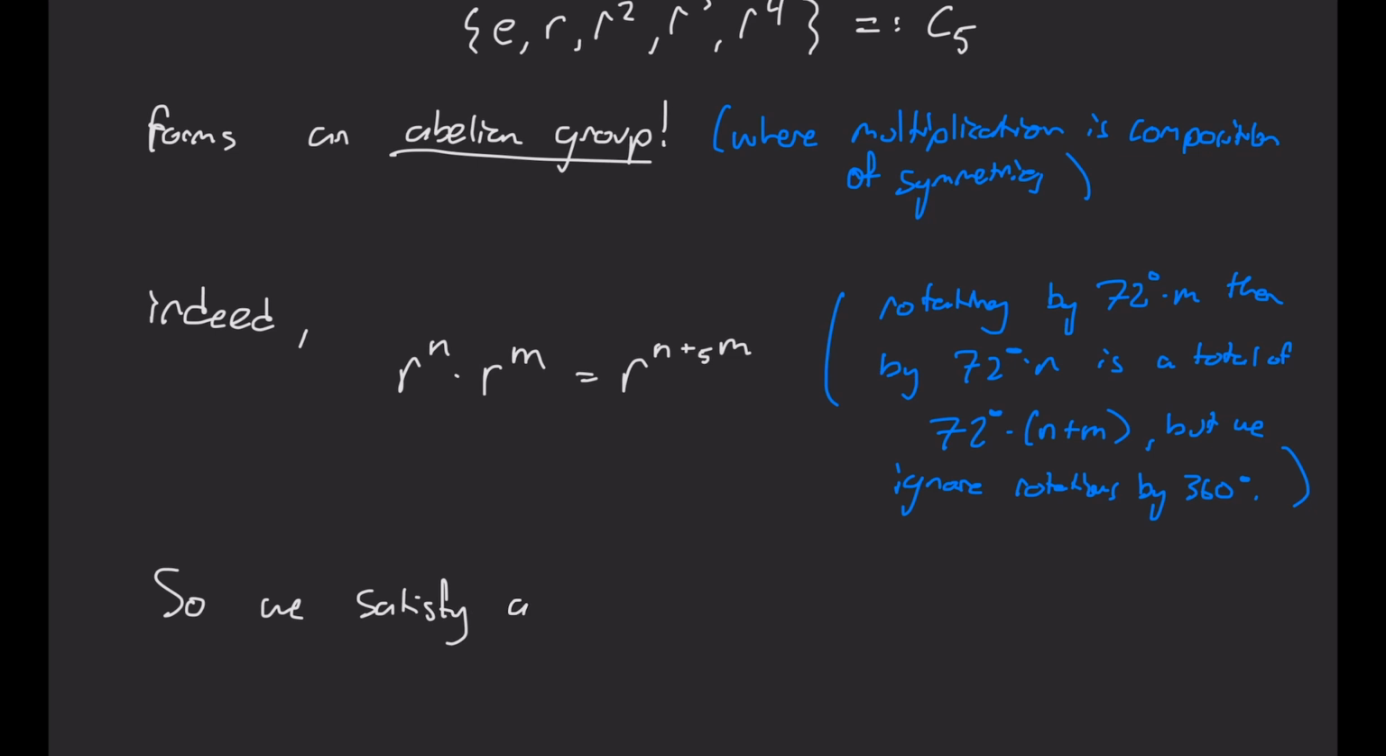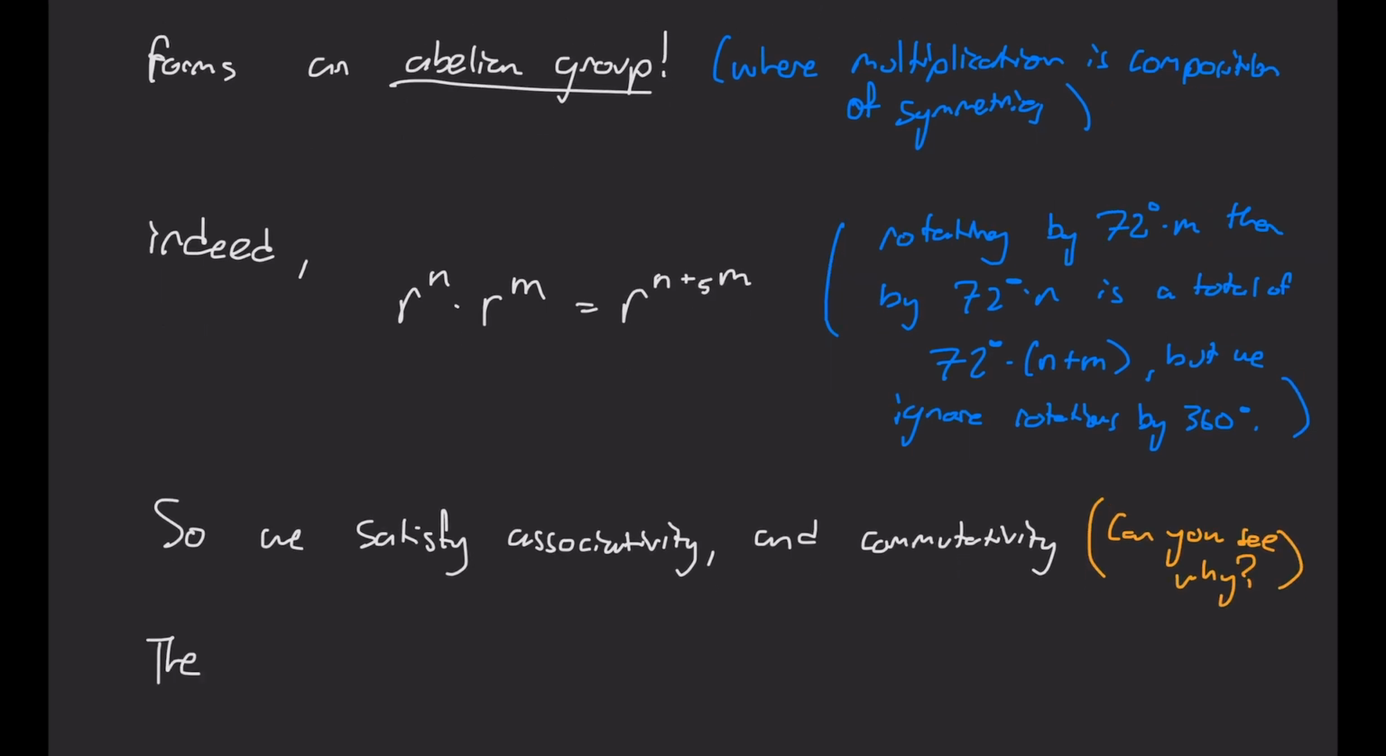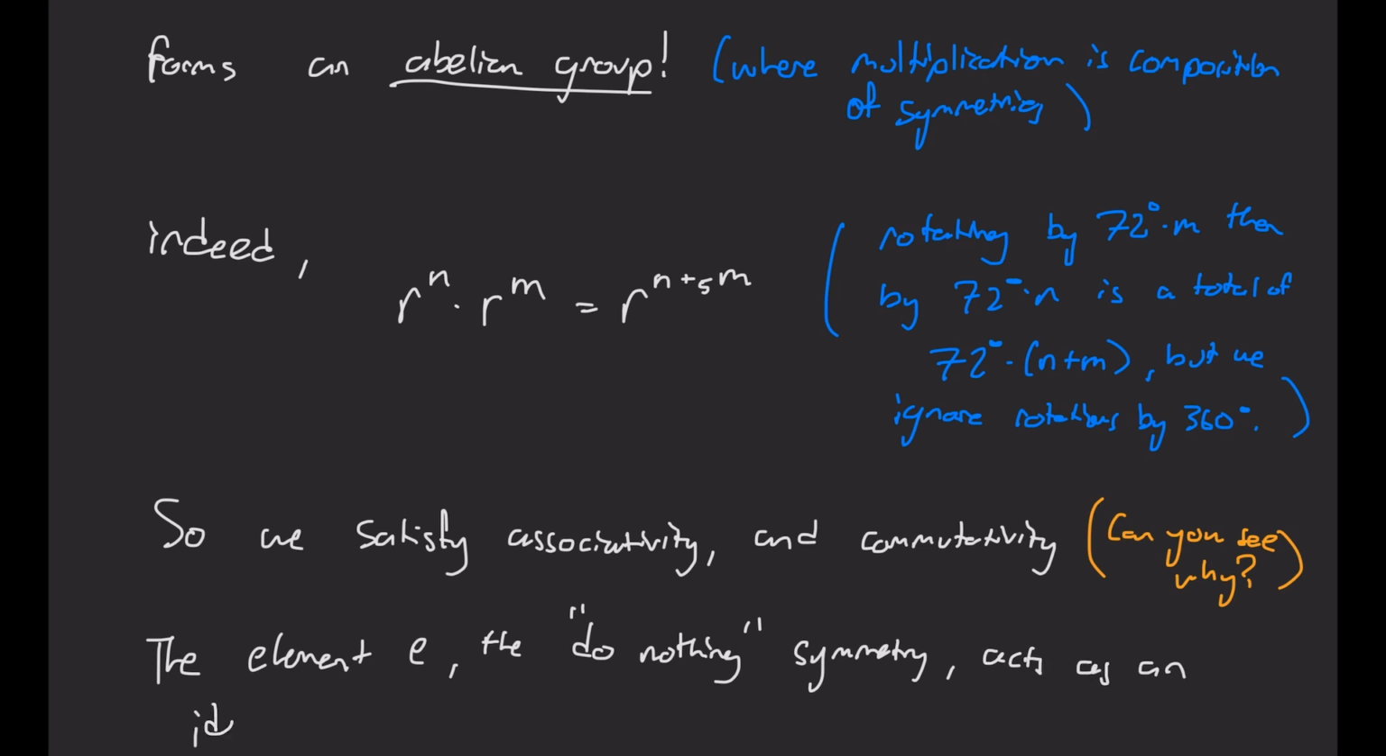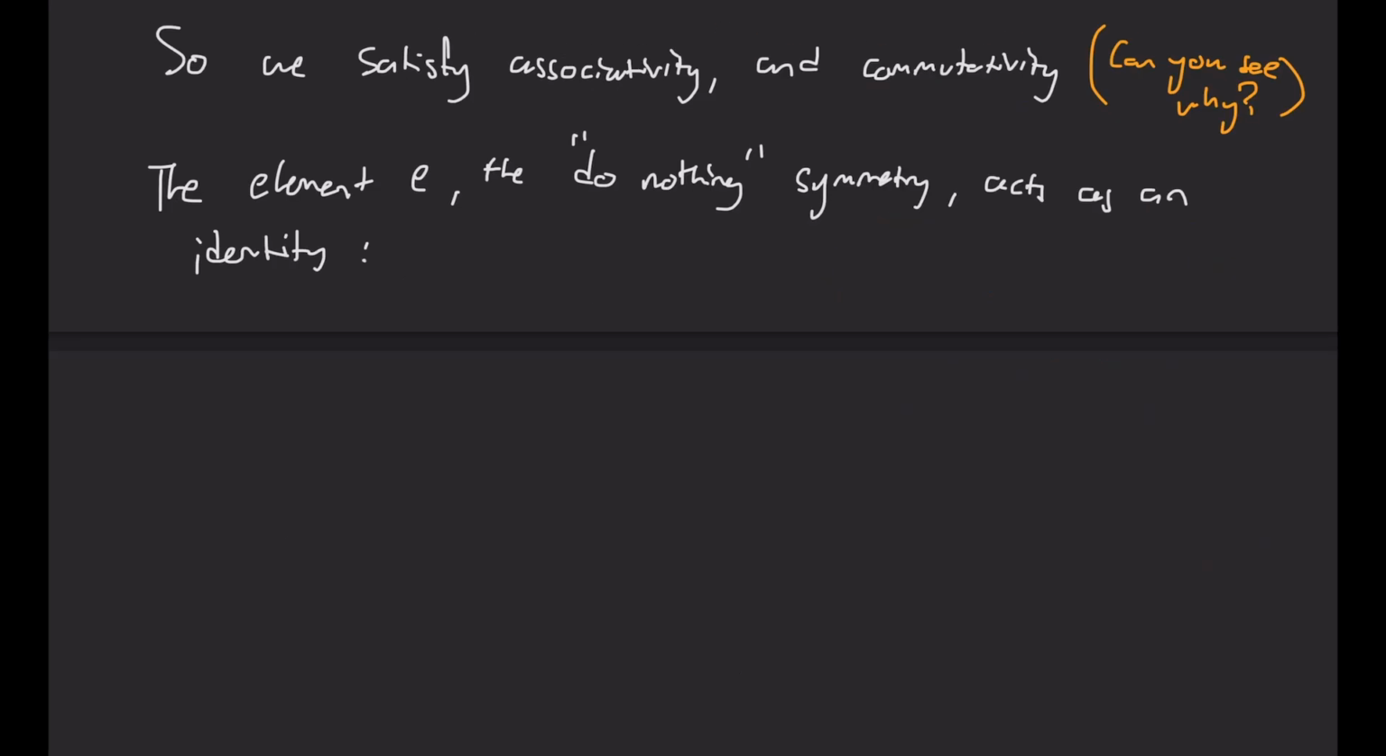So actually, you can check that associativity and commutativity are satisfied. I'll let you figure out why that's the case. But the identity element is just that element E that we saw before, the do-nothing symmetry. So when I multiply anything by it, it doesn't change that something. R to the k times E is E times R to the k, and it's just R to the k because E just doesn't do anything.